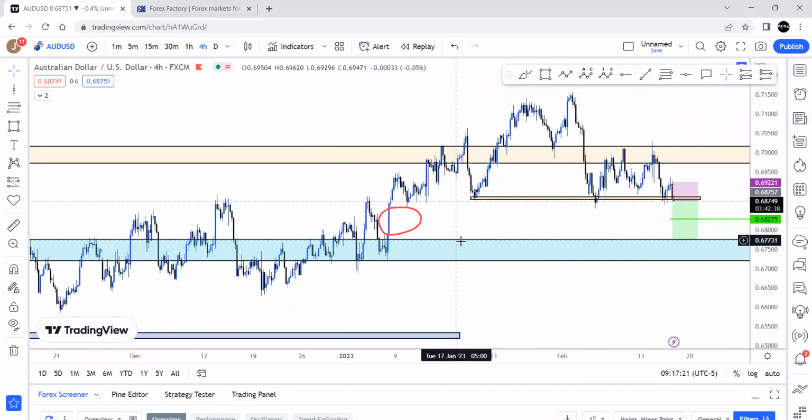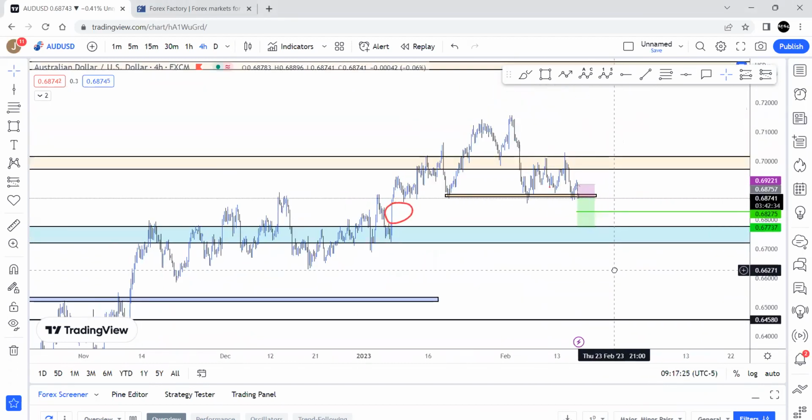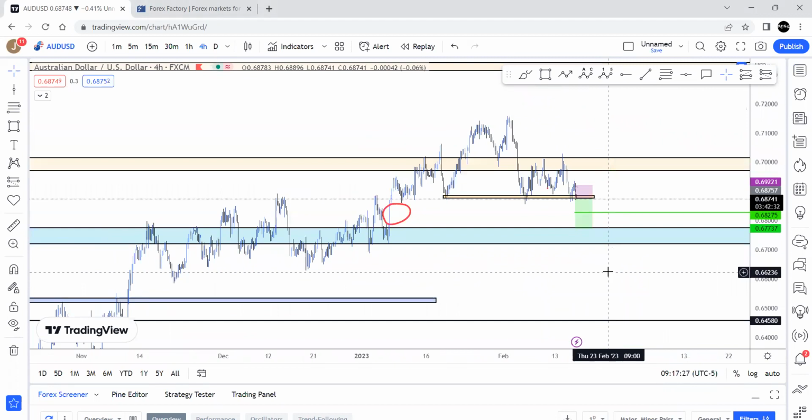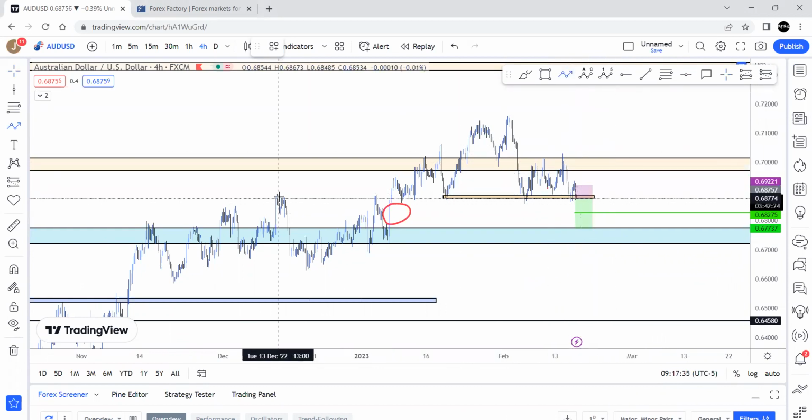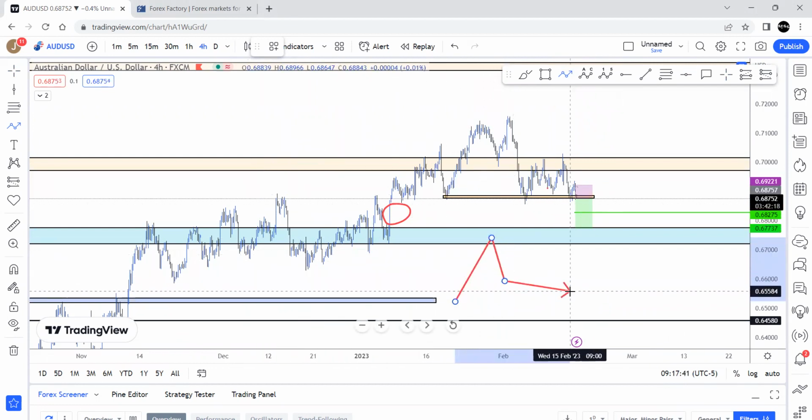Okay, so I'm looking at the sell for AUDUSD. Remember, based on our supply and demand training, I talked about different types of expectations. So what are the expectations at supply and demand, right? We can have price hit the supply and demand and reject down.